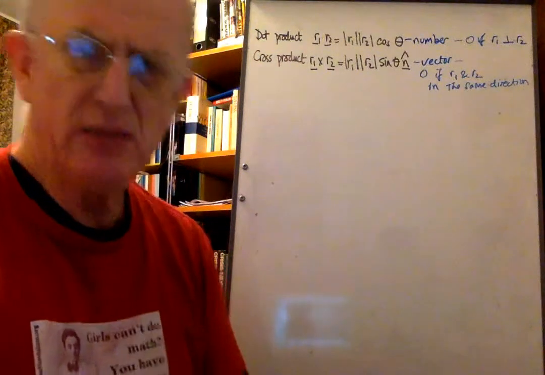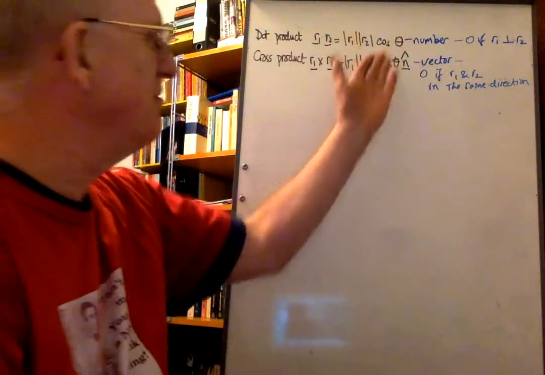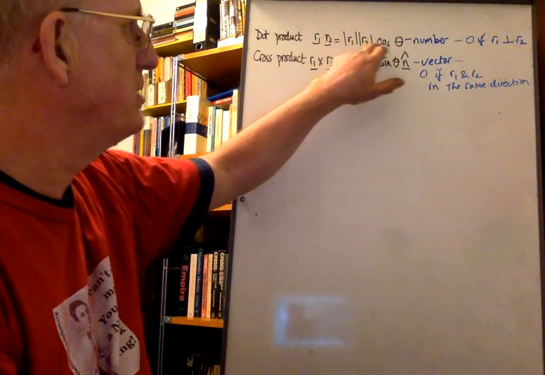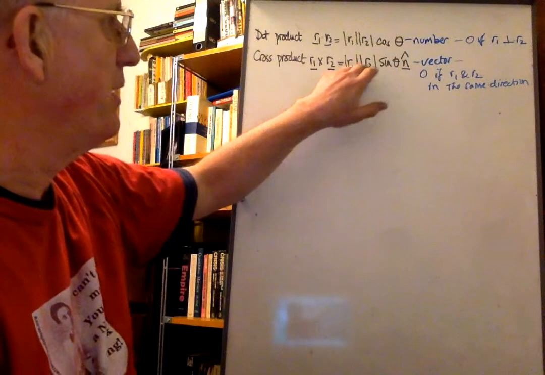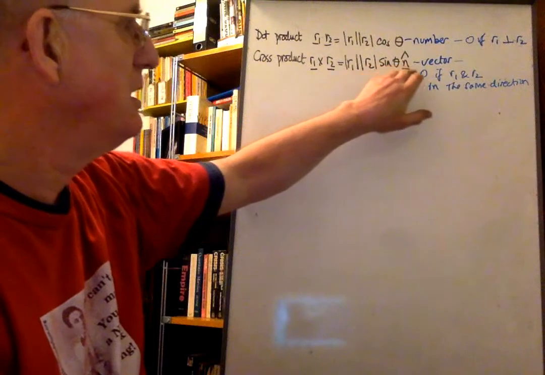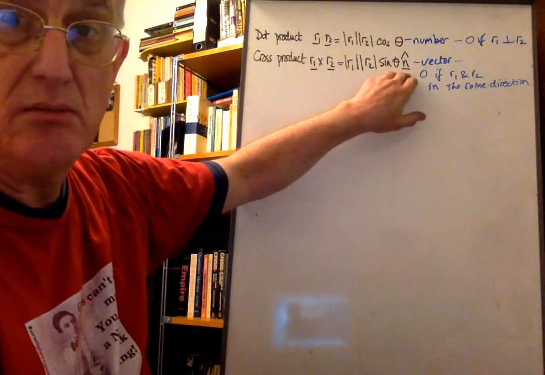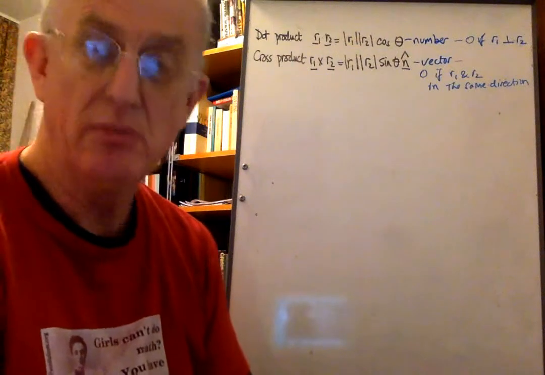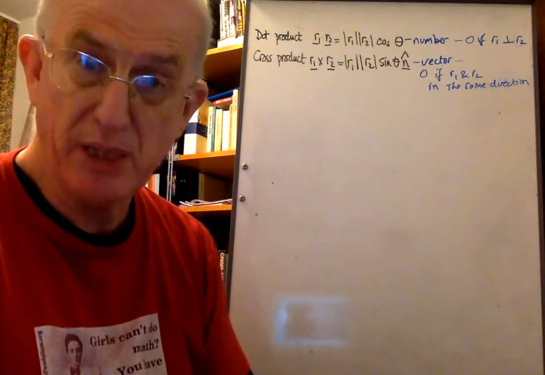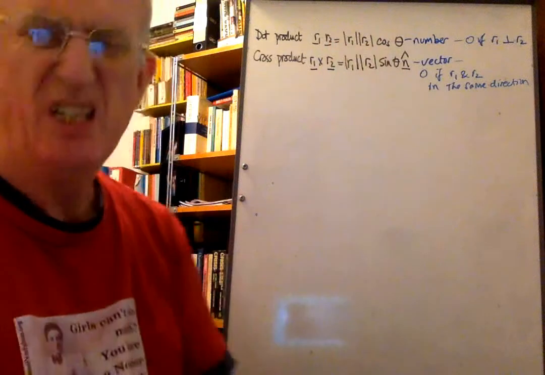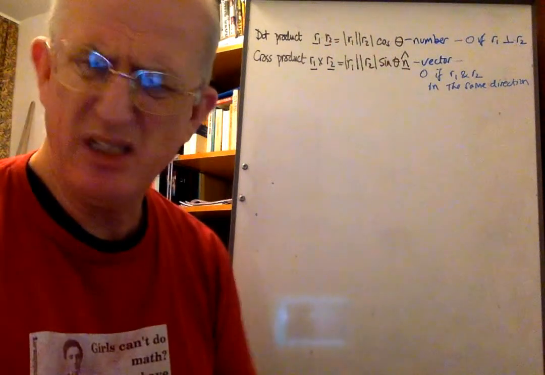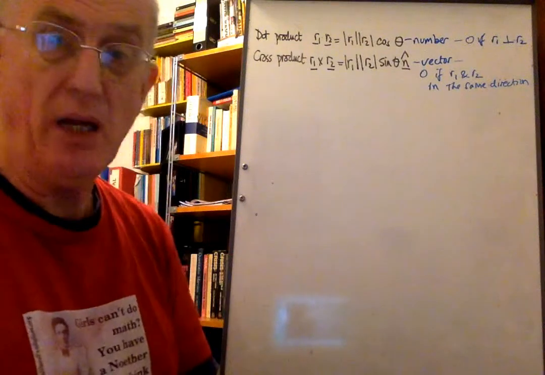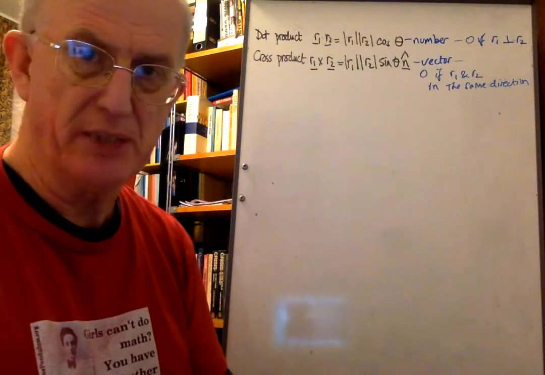On the other hand, although they're very different, when you look at these two formulas, mod R1, mod R2 cos theta, and mod R1, mod R2 sine theta times a unit vector perpendicular to the two vectors you're multiplying, I think there has to be some connection between them. And in fact, there is. And it's that they both come from the quaternion product.